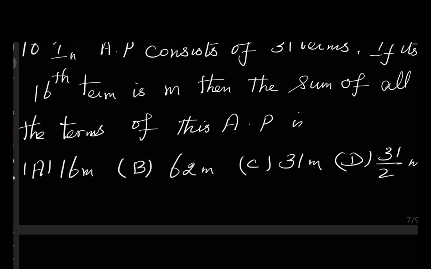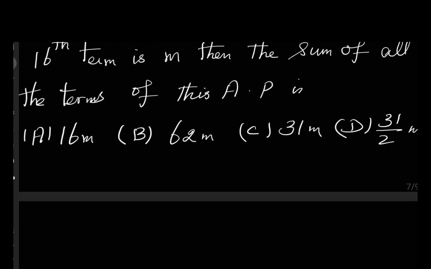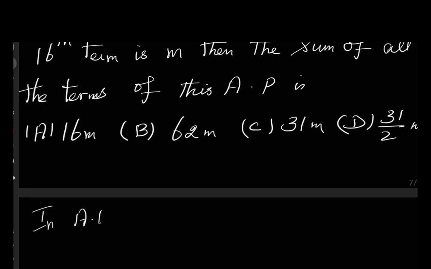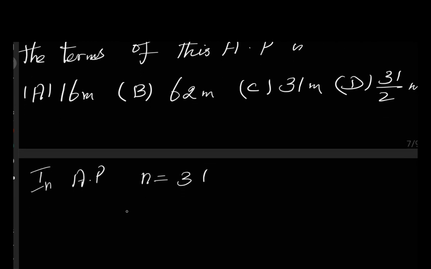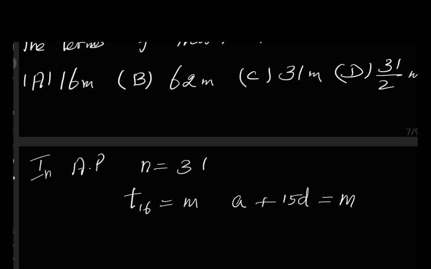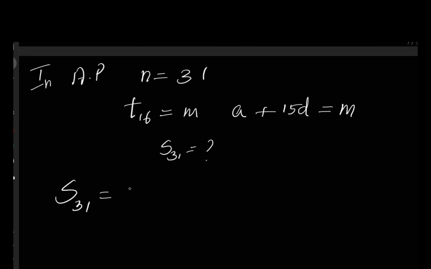See, the 10th sum I left for you. An AP consists of 31 terms. If its 16th term is m, then the sum of all the terms is. It is an AP with 31 terms, so the number of terms is 31. The 16th term is given as m, that is a plus 15d is equal to m. The question is to find the sum of all the terms, S31. S31 is n by 2 into 2a plus n minus 1 into d, that is 30d.